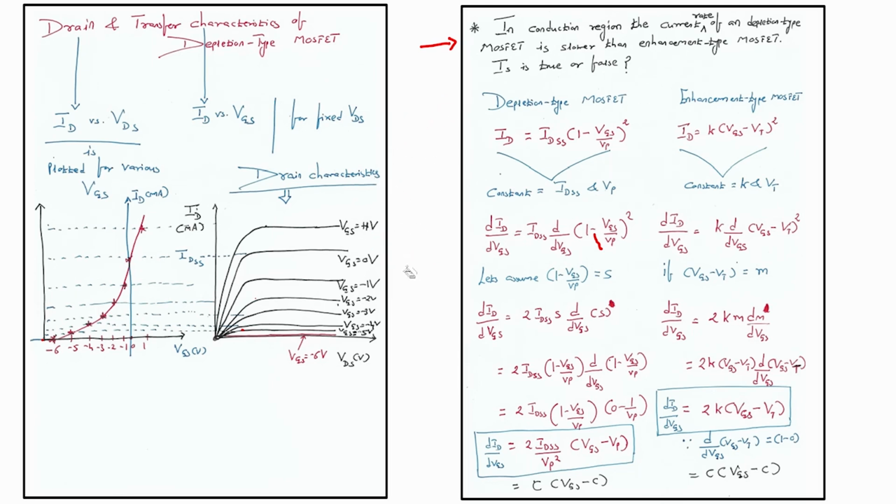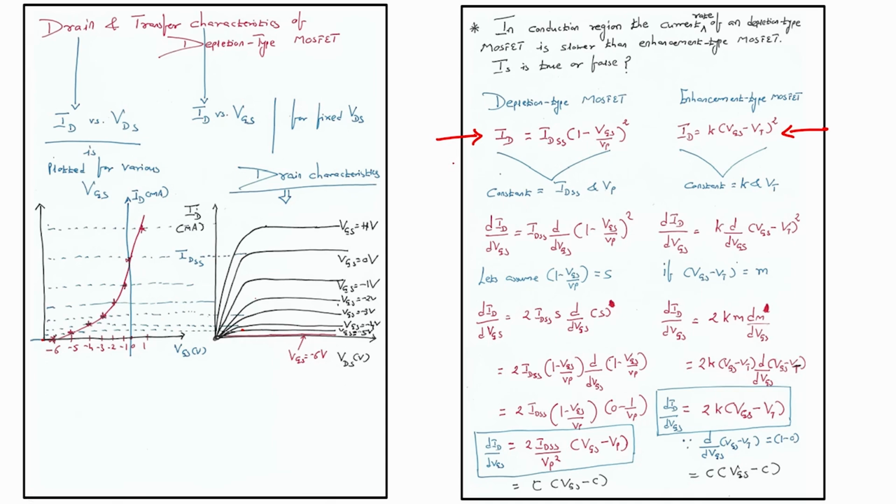Now, we all know that the ID formula for depletion type MOSFET is ID equals IDSS times 1 minus VGS by VP, whole square. And if I want to understand enhancement type MOSFET, then my current formula will be ID equals K times VGS minus VT, whole square. We will see the derivation of one of these. The rest you have to try to do by yourself as well.